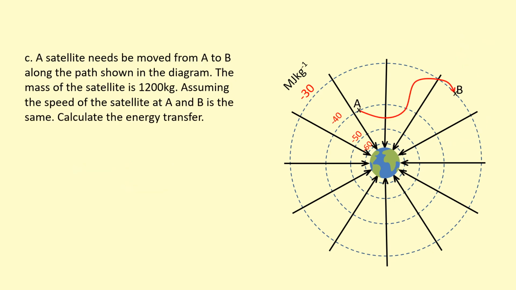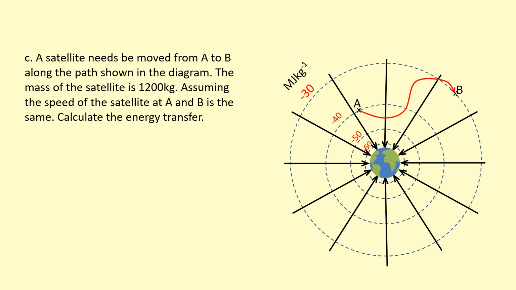In this example, a satellite needs to be moved from A to B along the path shown in the diagram there. So you can see the curvy path there. The mass of the satellite is 1,200 kilograms. Assuming the speed of the satellite at A and B is the same, calculate the energy transfer.